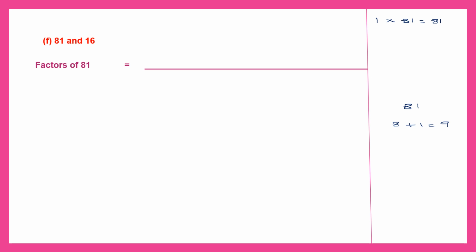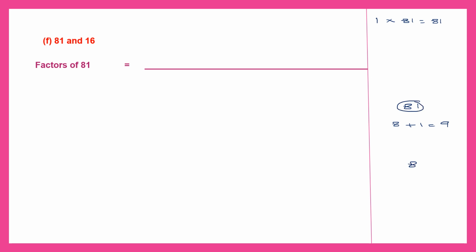Question F, 81 and 16. So now let's find the factors of 81 first. So factors of 81, we begin with 1. Always begin with 1. 1 into 81 is 81. Now 81 is not an even number, so it's not divisible by 2. Is it divisible by 3? Let's add and see. 8 plus 1 is 9. Yes. Since the sum is 9, and 9 is in the tables of 3, that means 81 is divisible by 3.